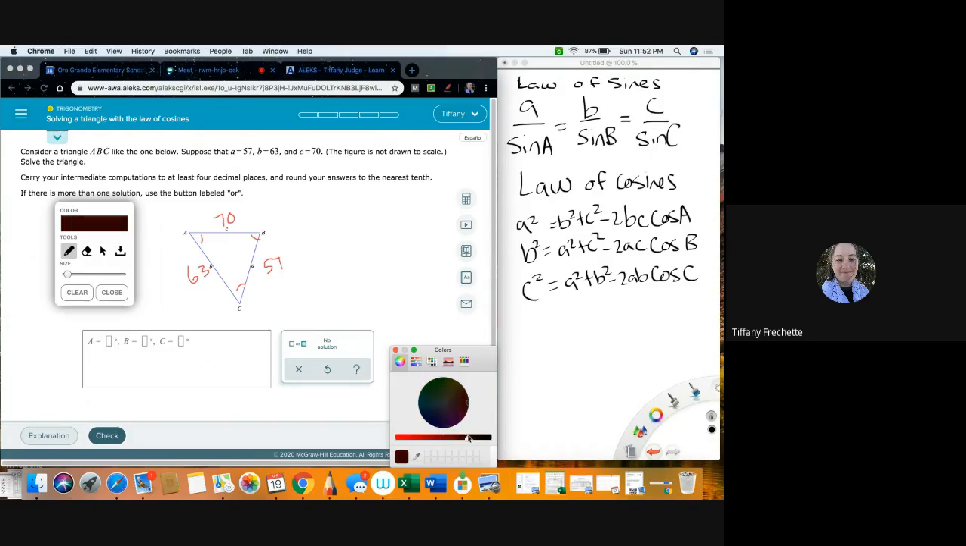So let's go ahead and start filling this in. So let's start with angle A. Why not? So we have a squared. So we're just going to go here. We have 57 squared equals b squared plus c squared minus 2 times 63 times c, which is 70, times the cosine of A. Sorry, I started to go up here because I was going on my tools.